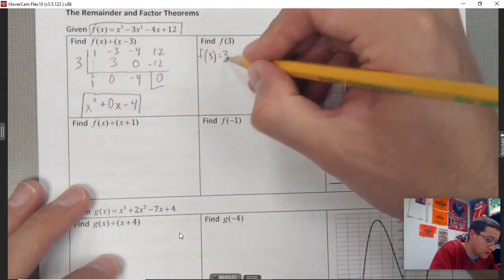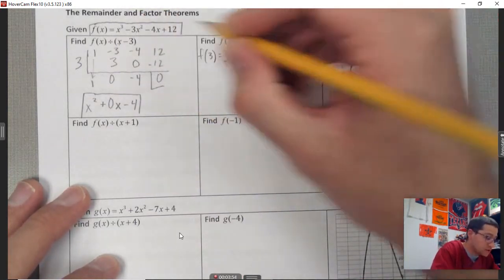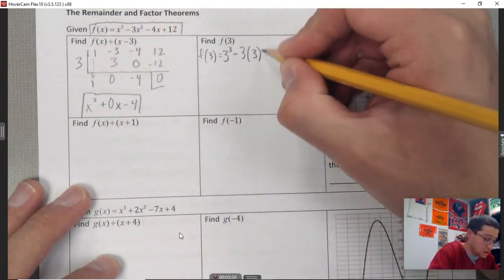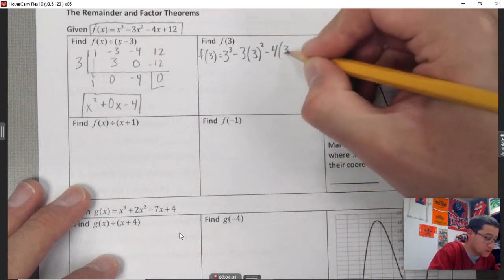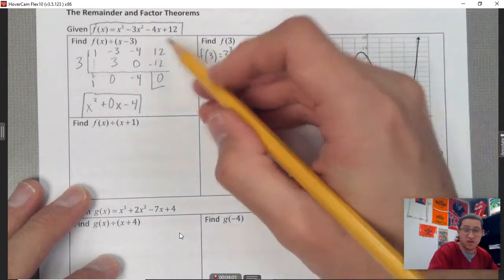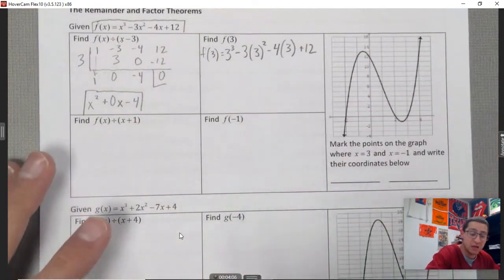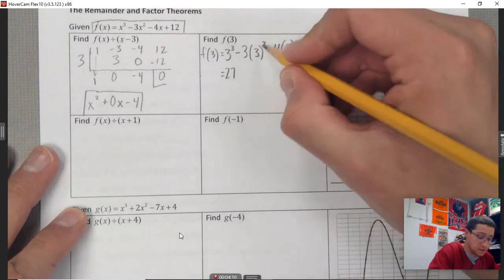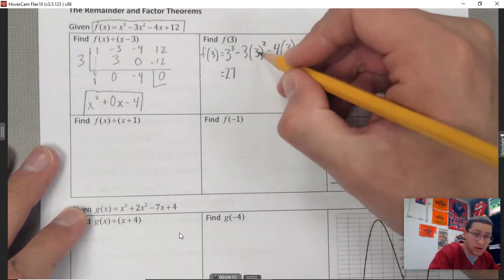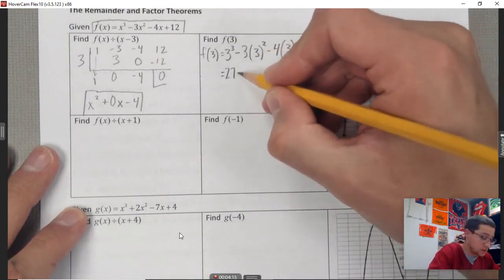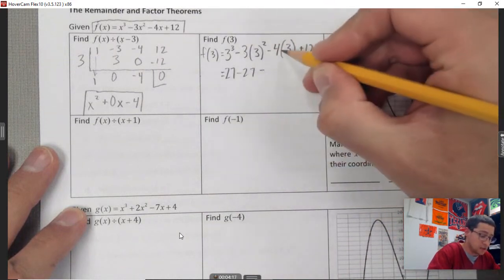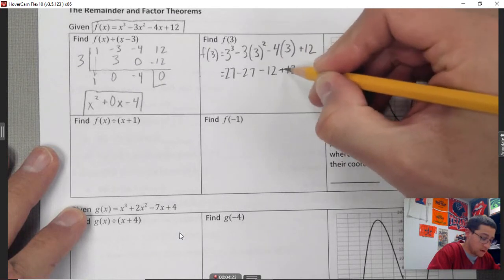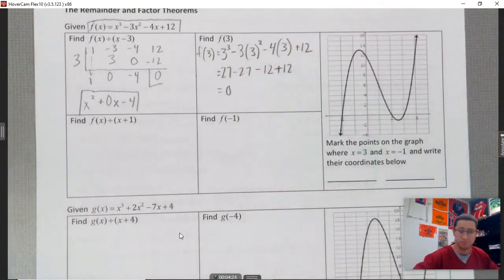So I've got 3 cubed, minus 3 times another 3 squared, minus 4 times 3, and then plus 12. I'm just filling in, instead of x, I'm plugging in 3. So 3 cubed, that's 27. This ends up also being 3 cubed, right? Because 3 squared is 9, 9 times 3, so this is minus 27. We got 4 times 3, that's 12, and then plus 12. So this whole thing ends up being 0.